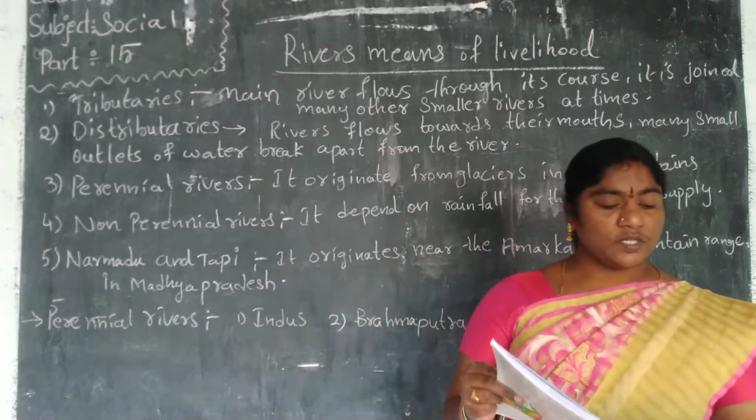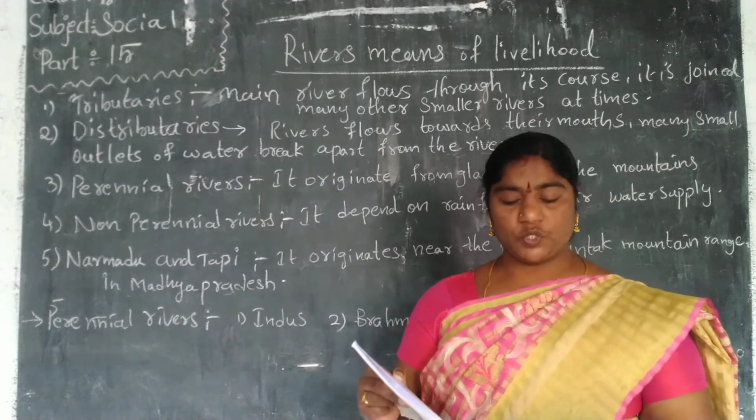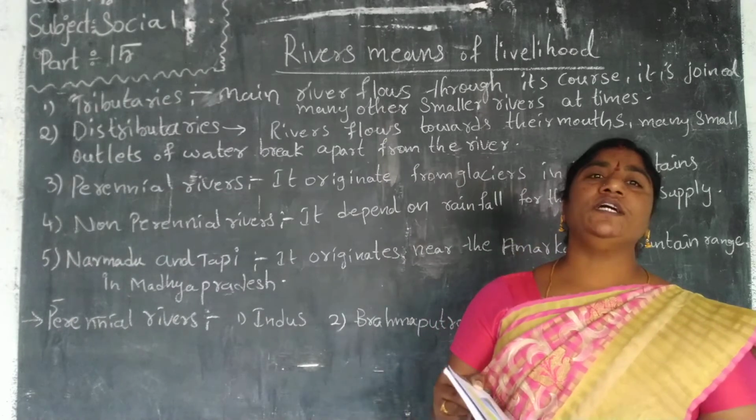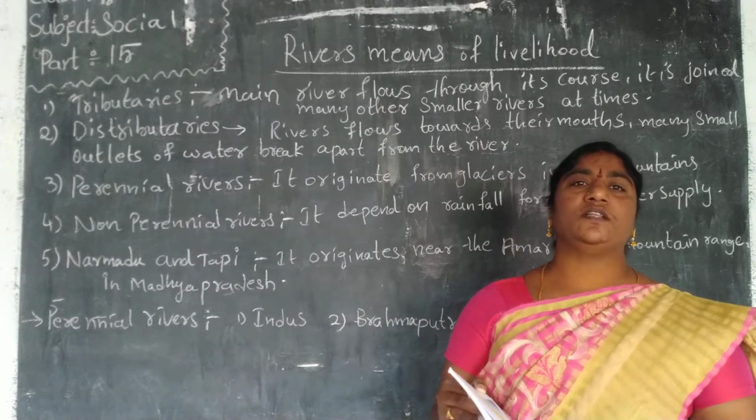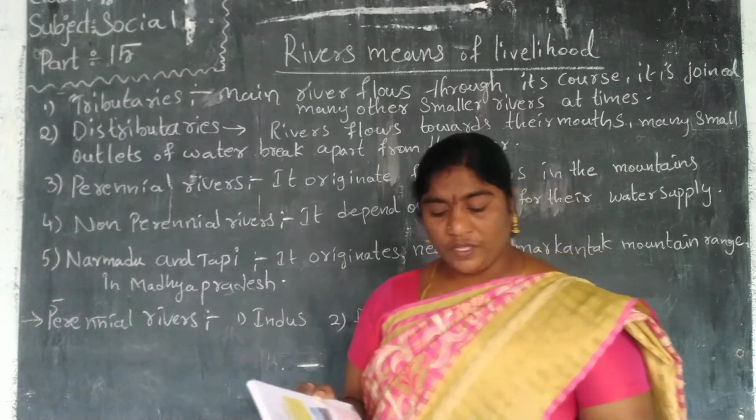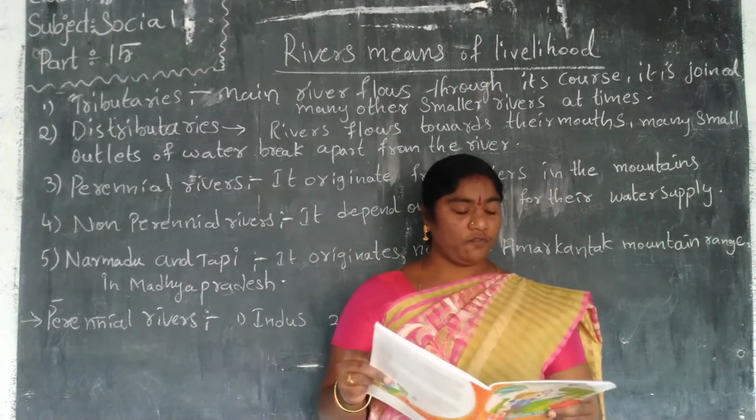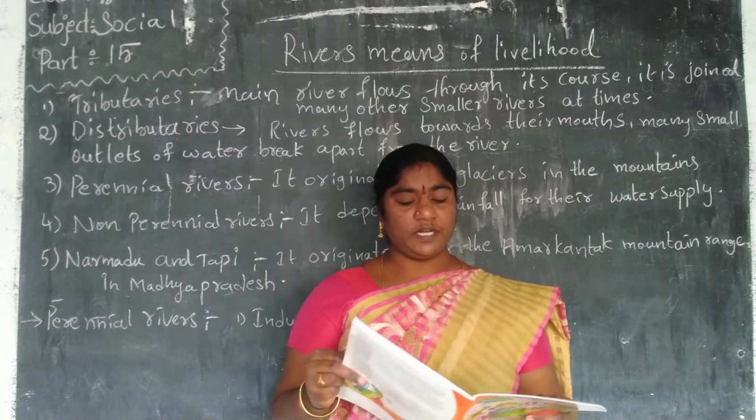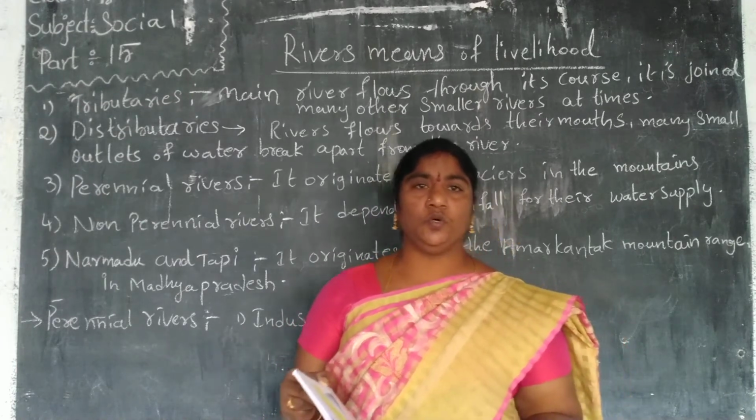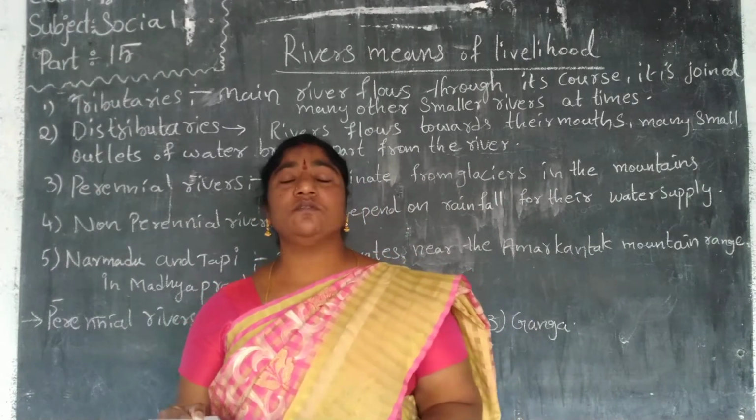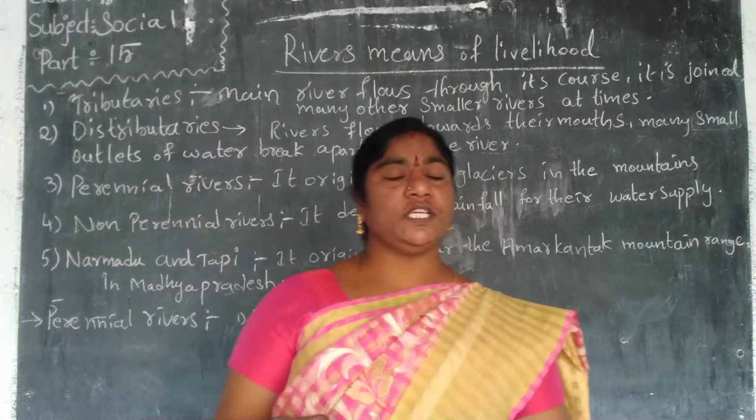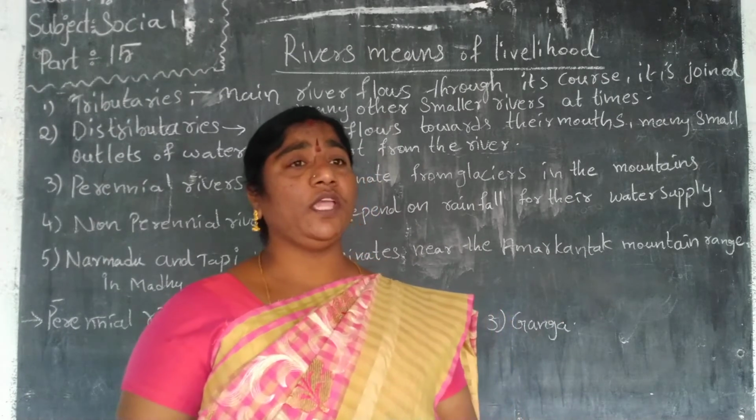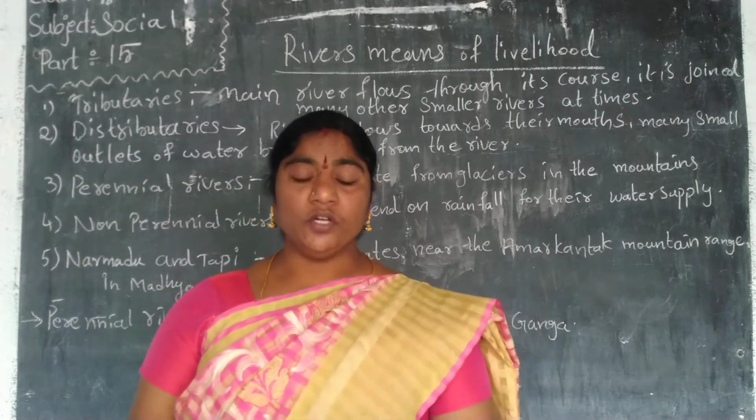What is the source? The place where the river begins its journey is called the source. What is the course? The path along which the river flows after it originates from the source is known as its course.